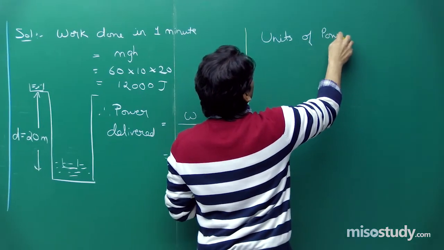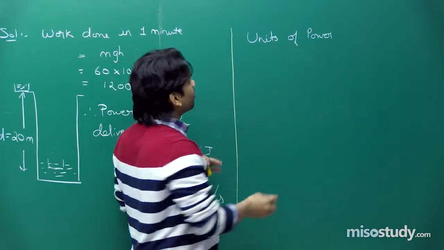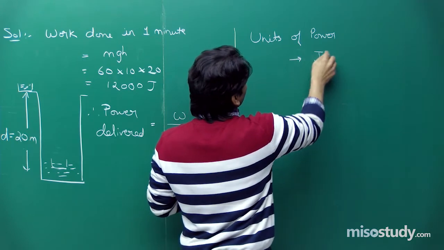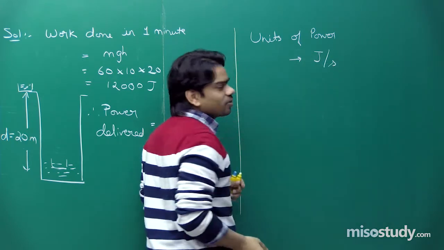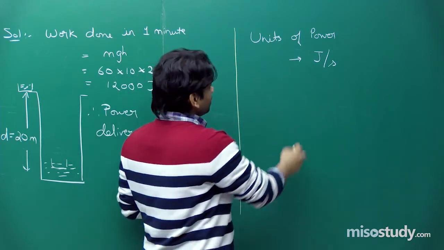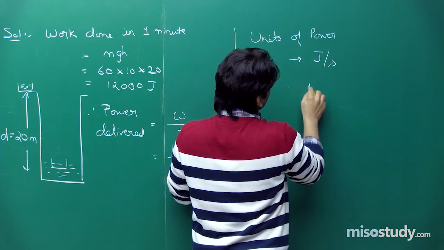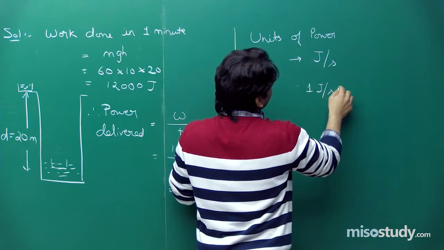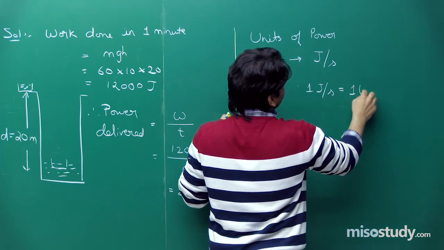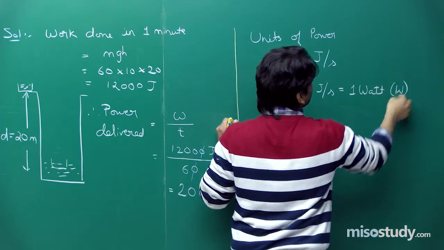In very simple terms, since power is the ratio of work done to time, the first unit that we are going to get is joule per second. This is one unit. Now this joule per second is known as watt. So 1 joule per second is known as 1 watt, and this is written as capital W.